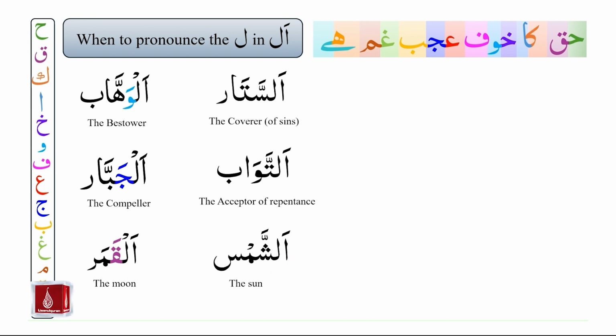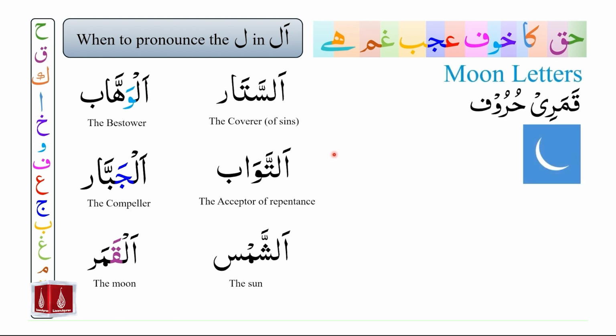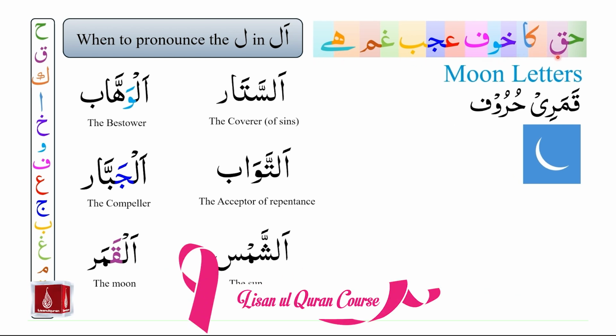There is a designated name for these alphabets, and these are called moon letters. A clue is the word Al-Qamar. In Al-Qamar, we are pronouncing the lam. So these letters which are in haq ka khauf ajab gham hai are also called moon letters or Qamari huruf.